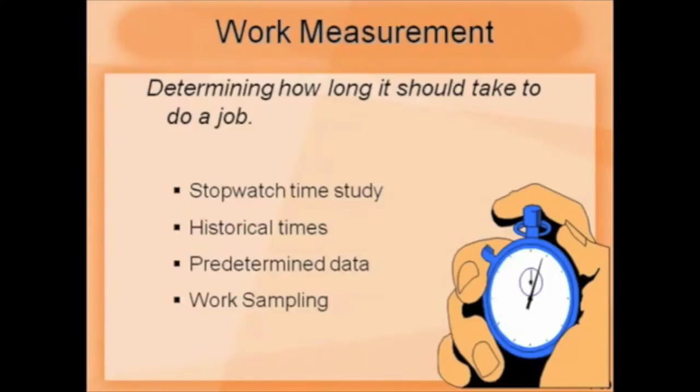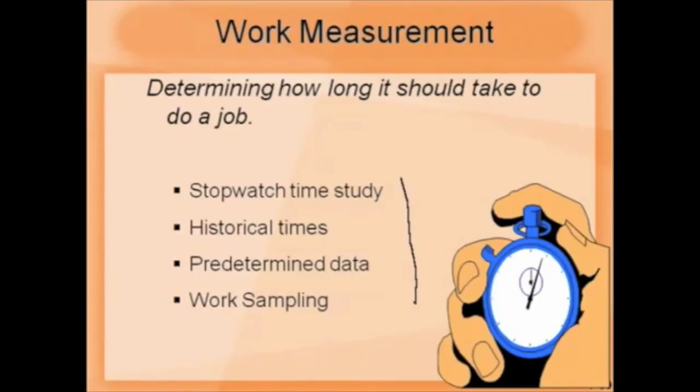Now, to make improvements, we should be able to measure. And work measurement, again, is a critical tool in that process. So work measurement basically is determining how long it should take to do a job. So for every activity, sometimes if it is a standard activity, people do a study to find out what should be a reasonable time to complete this task.